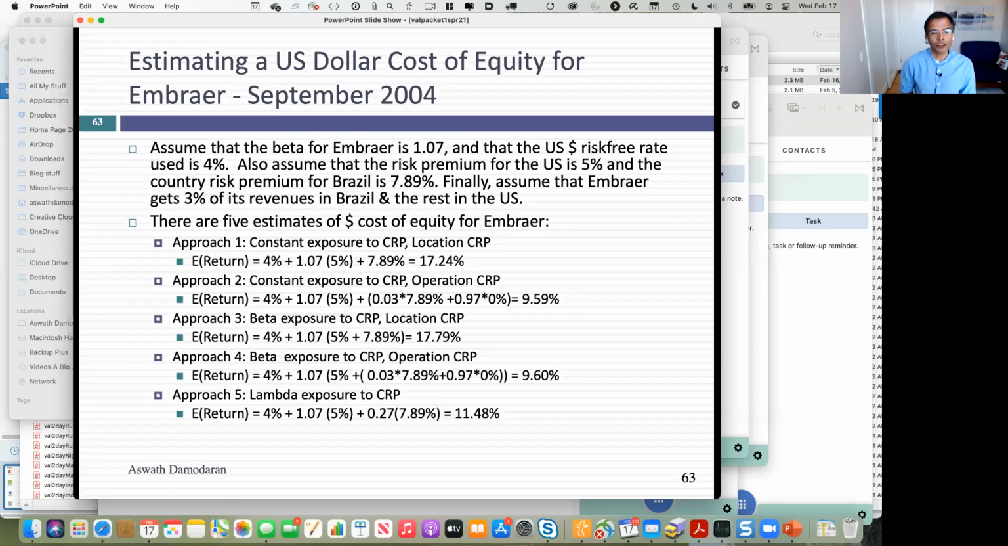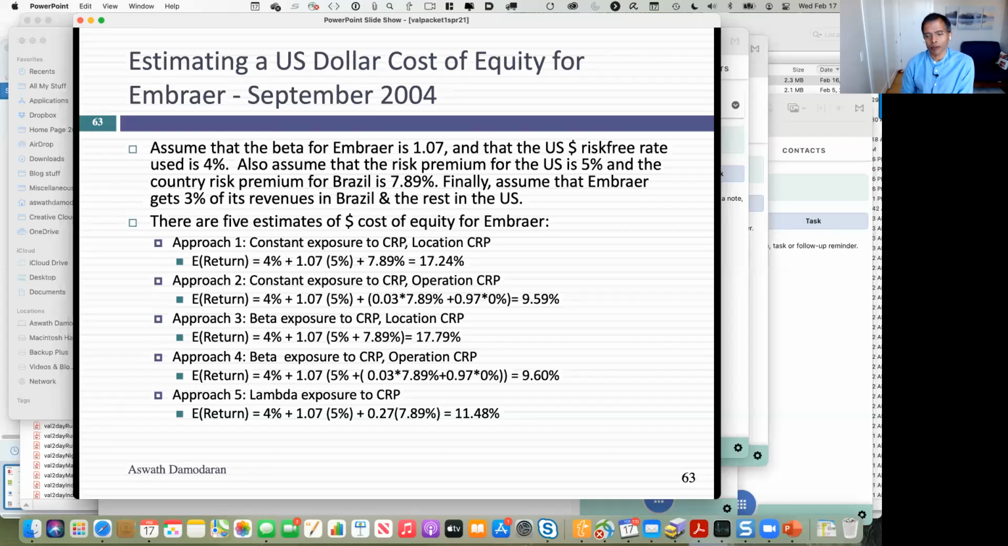In the first approach, here's what I do. I'm going to do all of these in US dollars, simply to keep them as a constant. So I'm going to start with the same risk-free rate in all 5 of my calculations. It's a T-bond rate. And the T-bond rate in 2004, this is the US T-bond rate, was 4%. That's my risk-free rate. The beta that I used for Embraer, and I'll come back and talk about how I got it, was 1.07, slightly more risky than the average stock.